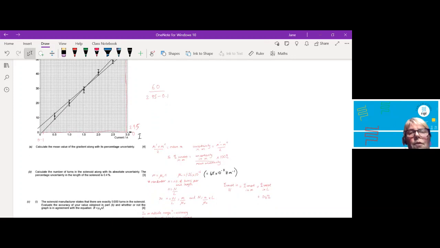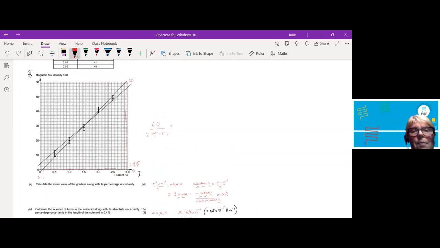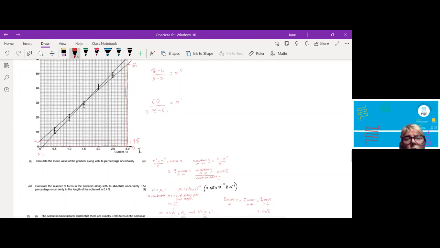Once you've done it for that gradient, i.e. your steepest one, then you can do it for the shallowest one. So again, another big triangle. Again, write on very clearly what it would be. So that would be 56, and this is coming up to 4. So 56 take 4 divided by 3 take 0. And that will be giving you the shallowest gradient.